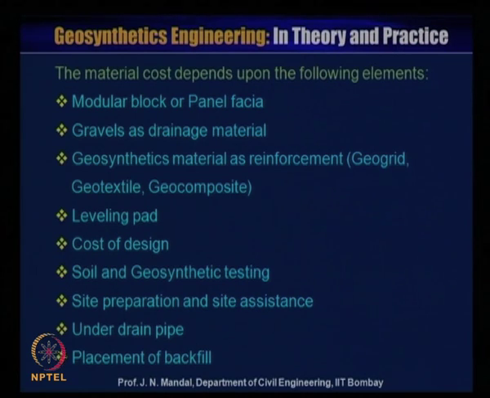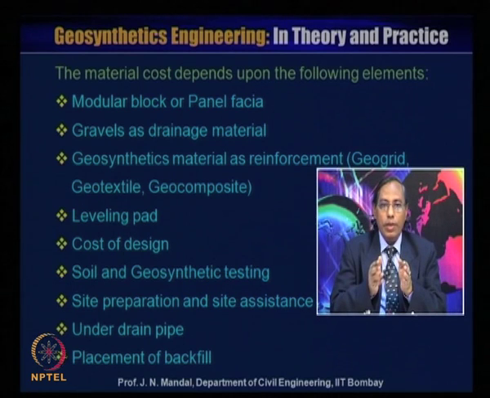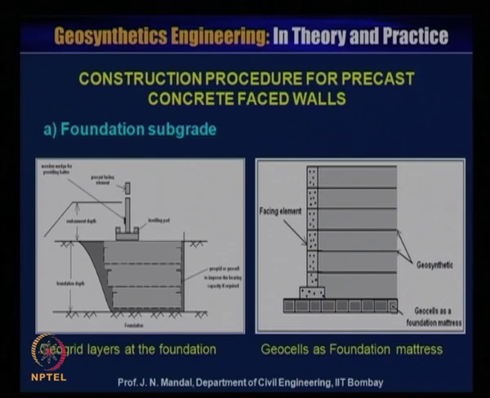Material cost depends upon the following elements: modular block or panel fascia, gravel as drainage material, geosynthetic material as reinforcement, it may be geogrid, geotextile, or geocomposite. Also leveling pad, when you construct this reinforced soil wall, you require the leveling pad. Cost of the design, soil and geosynthetic testing, site preparation and site assistance, under drain pipe, and placement of the backfill. So, these are required.